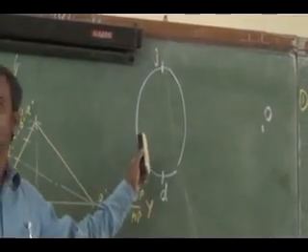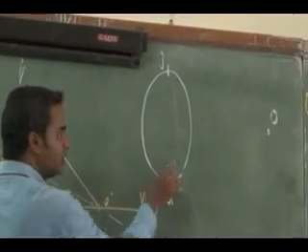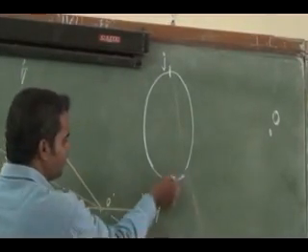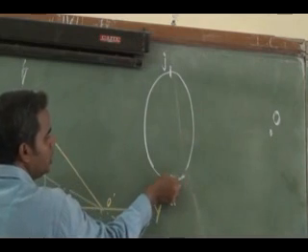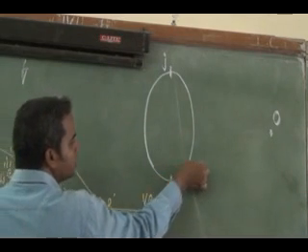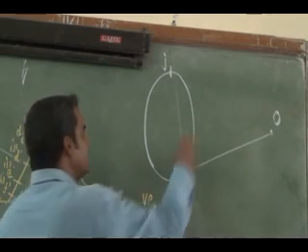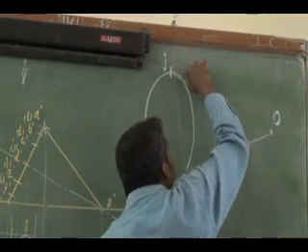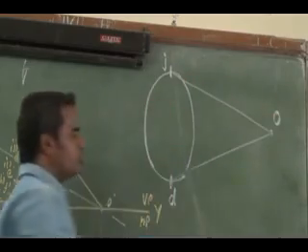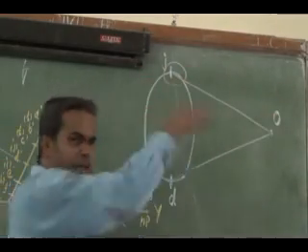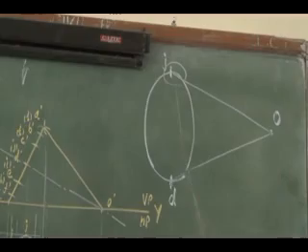Listen carefully. If you join this D to O, you should not join this generator. If I join this D to O, you see how it is going inside to my base. Similarly, JO, if I join it, it is going inside to my base. This is a wrong one. How do I have to show it in my top view?